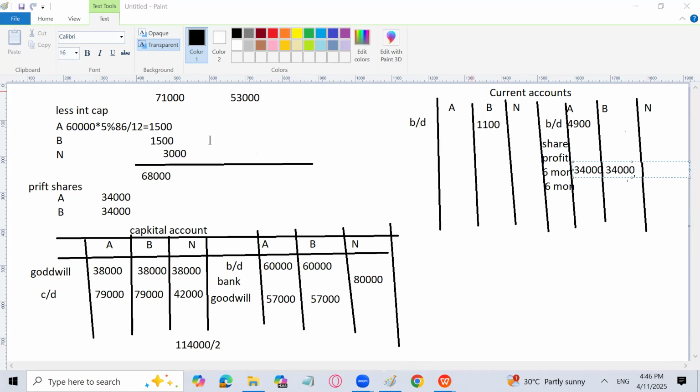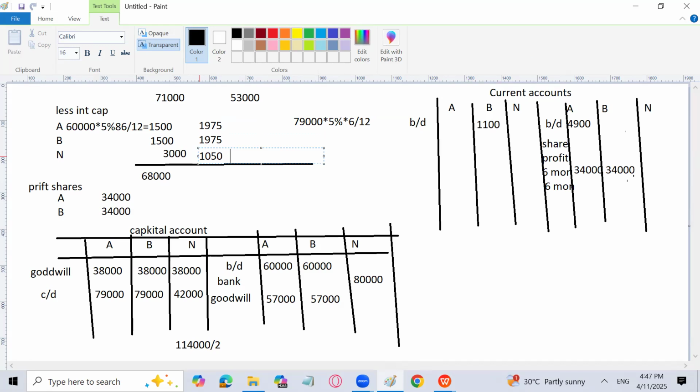Now we have to deduct interest on capital on A, C, and A in the last 6 months on the new capital. That is 79,000 into 5% into 6 over 12. The rate of interest he told in the question is the same, 5%. The rate of interest can be changed also, and then we have to calculate accordingly. So this will be 1975. Next is also 1975. And for Nickel, this is going to be 42,000 into 5% into 6 over 12.